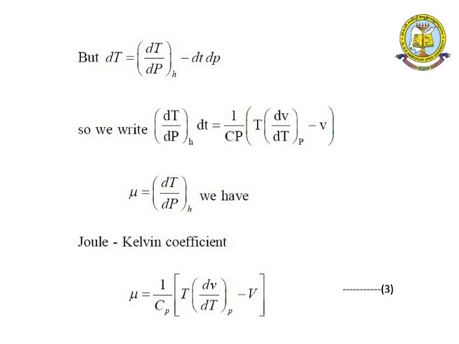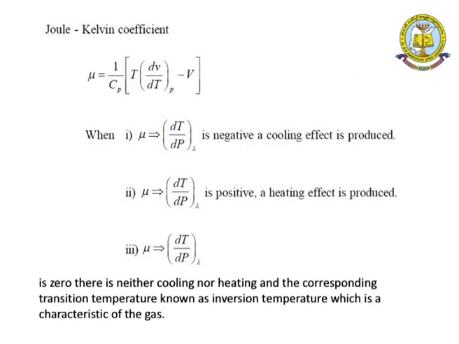What is Cp? Cp is the specific heat at constant pressure, not C times P, but C with suffix P. So mu equals 1 by Cp times [T (dV/dT)_P minus V]. This is equation 3, the Joule-Kelvin coefficient.